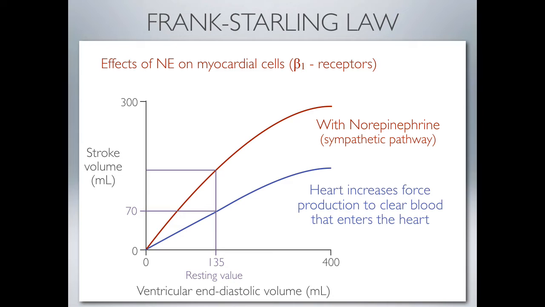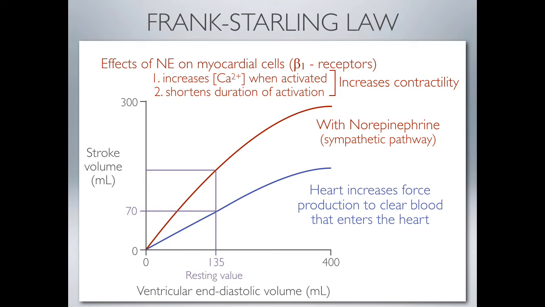Okay, so twitches in cardiac muscle can vary in their tension, the maximum force that they achieve. And so in response to this norepinephrine release on the contractile cells, you get a higher amount of intracellular calcium, which generates more force when they're activated. The twitch tension goes up. It also turns out to decrease the duration of activation. Though these two properties are what we call an increase in contractility.